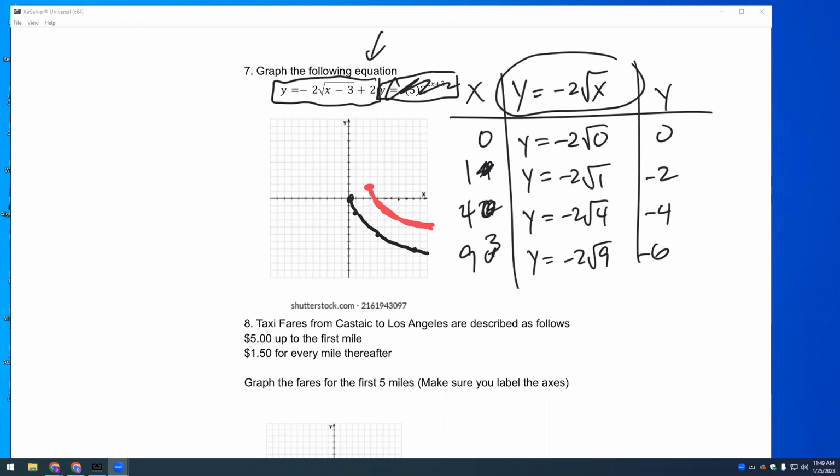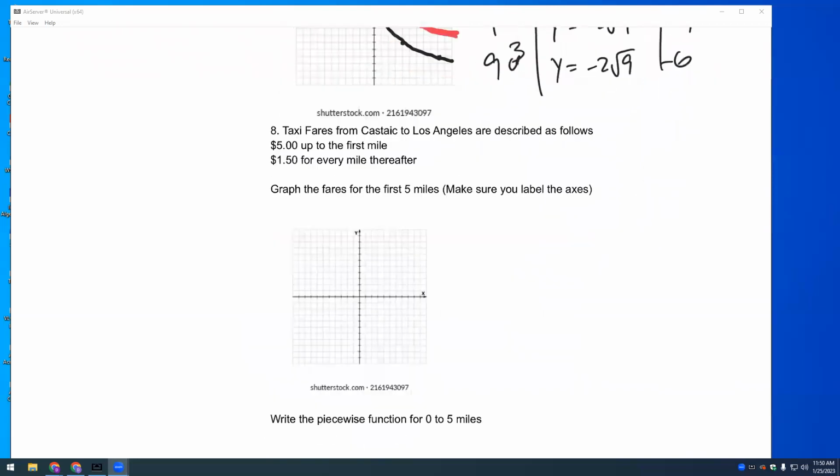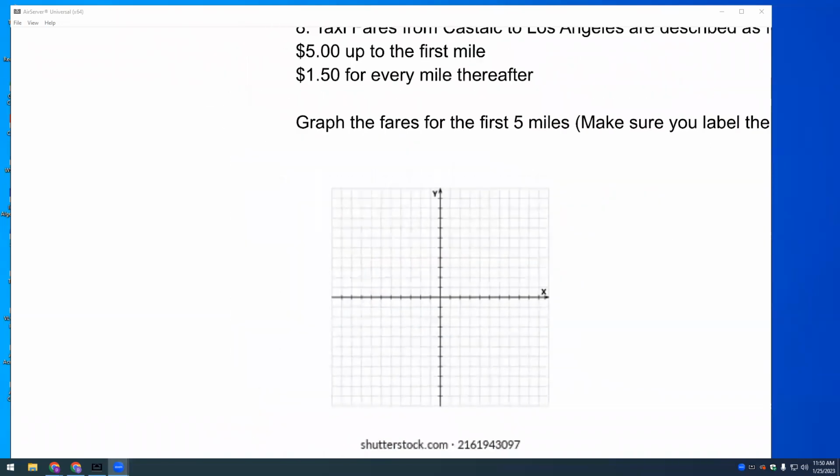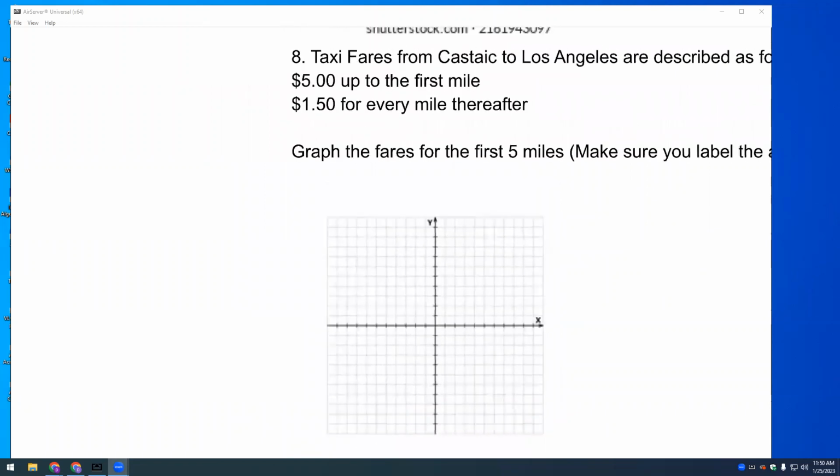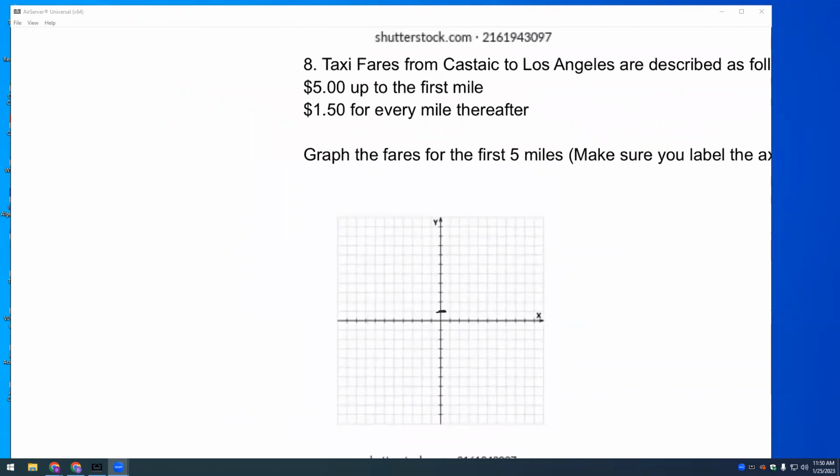All right, taxi fares from Castaic to Los Angeles are described as follows. We did this the other day. I may go in increments of 2, so this is like 2, 4, 6. Is that harder? That might be harder. So maybe let's skip count: 1, 2, 3, 4, 5. I think we're going to run out of room. Okay, but I'll just do it from there.